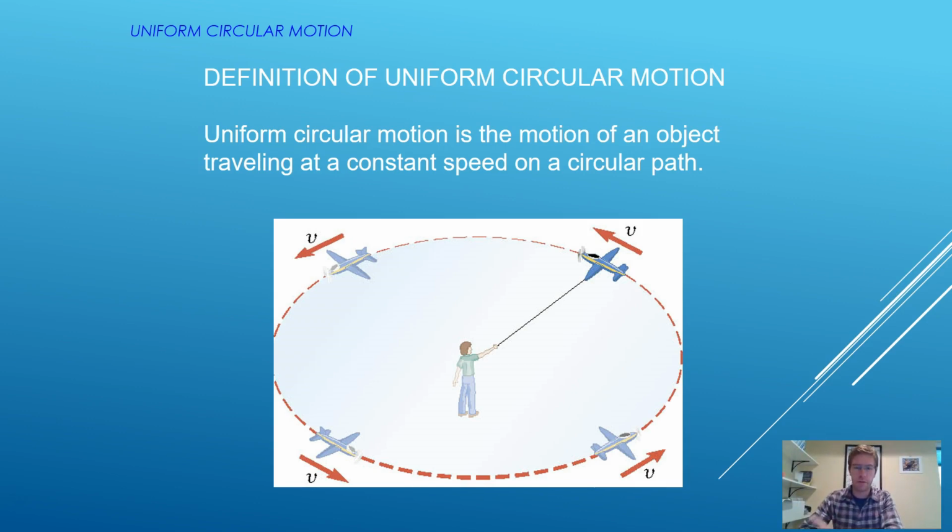Well, uniform circular motion, as the name implies, is an object moving in a circle, guess what? Uniformly. It's moving in a circular path at a constant speed. So here's an example of a kid with a little flyer plane swinging it around, or I brought my fancy little ball on a string, so if I get this swinging at a constant speed, it would be undergoing uniform circular motion.